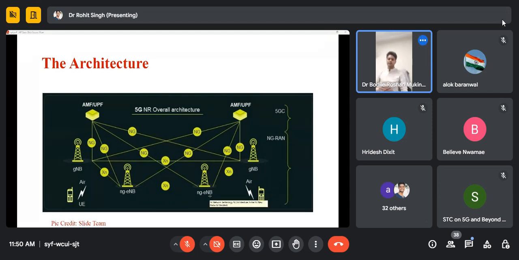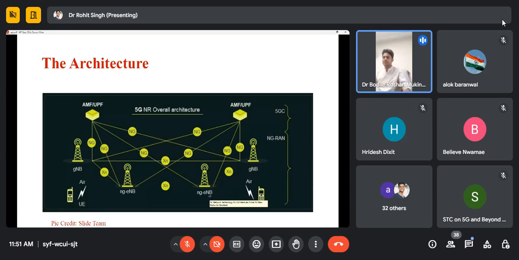As the generations keep evolving, second generation base stations were known as BTS, third generation base stations are known as Node B, fourth generation base stations are known as eNodeB, and fifth generation base stations are known as gNodeB.